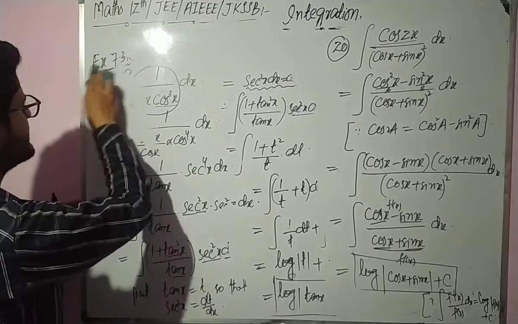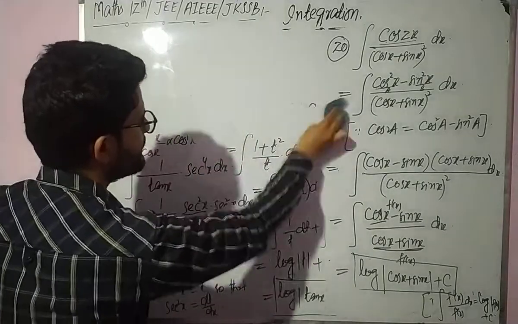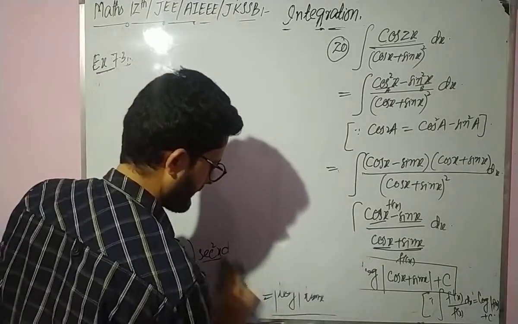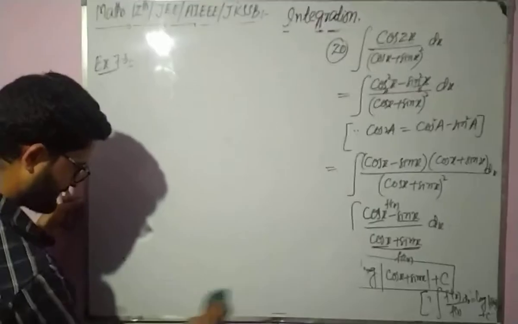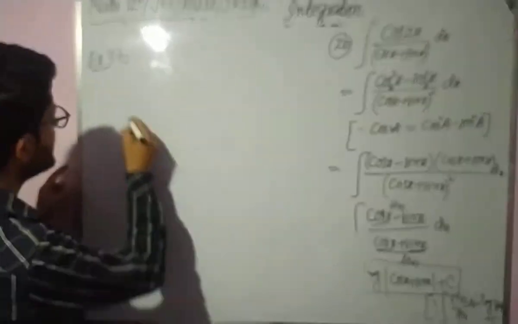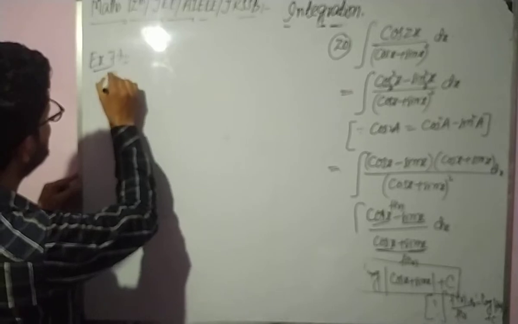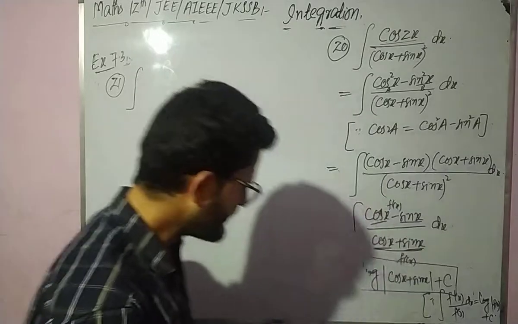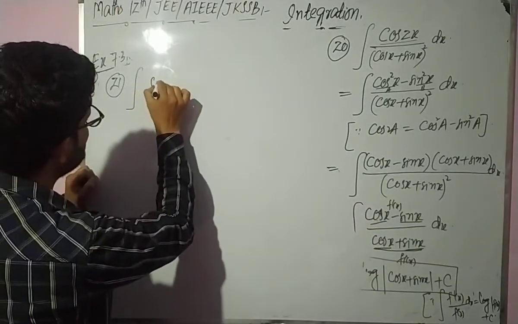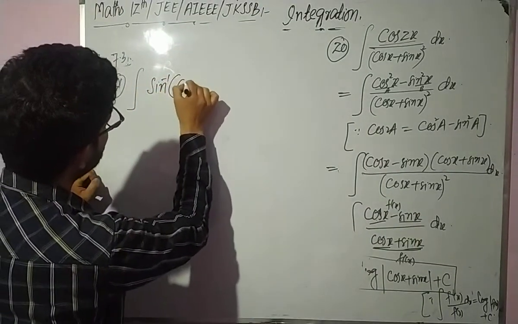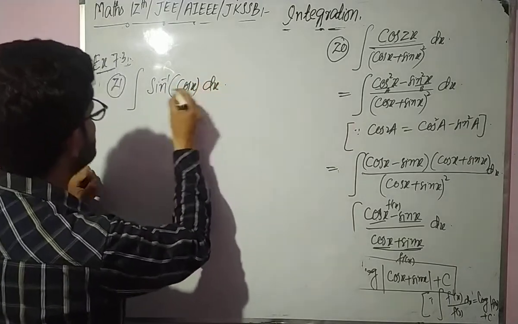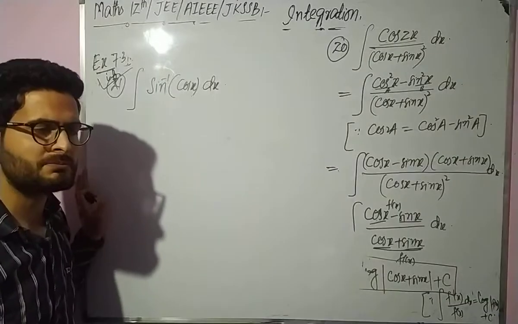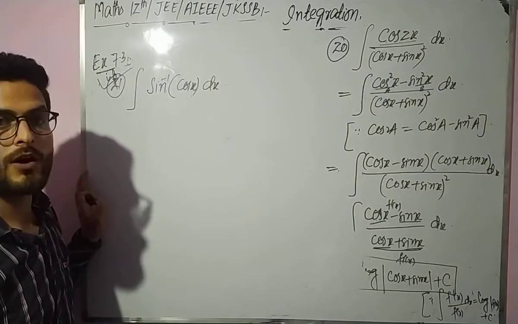Now move on to the next, and that is the 21st of this exercise. Question number 21 is all about integration of sine inverse of cos x into dx. Again an important question. Very much simple but of immense importance. Sine inverse of cos x.